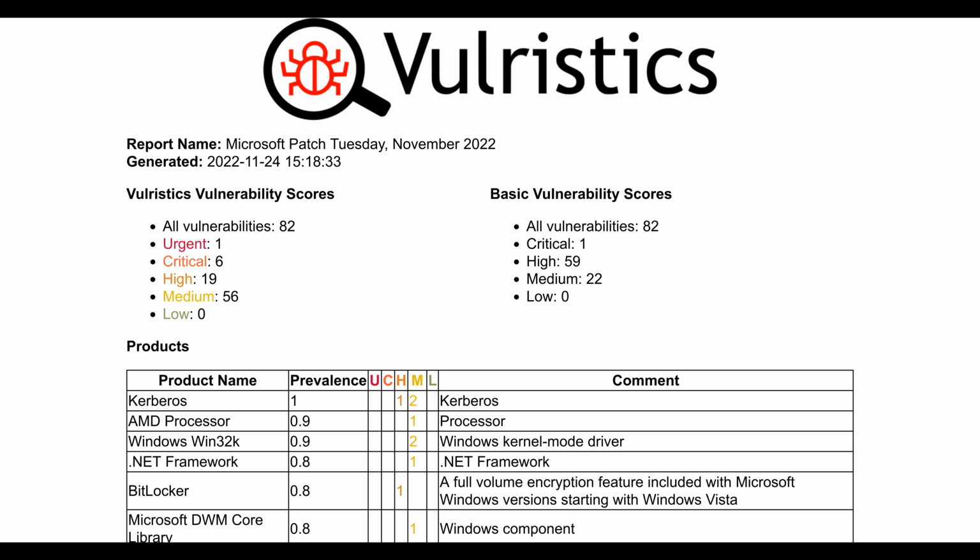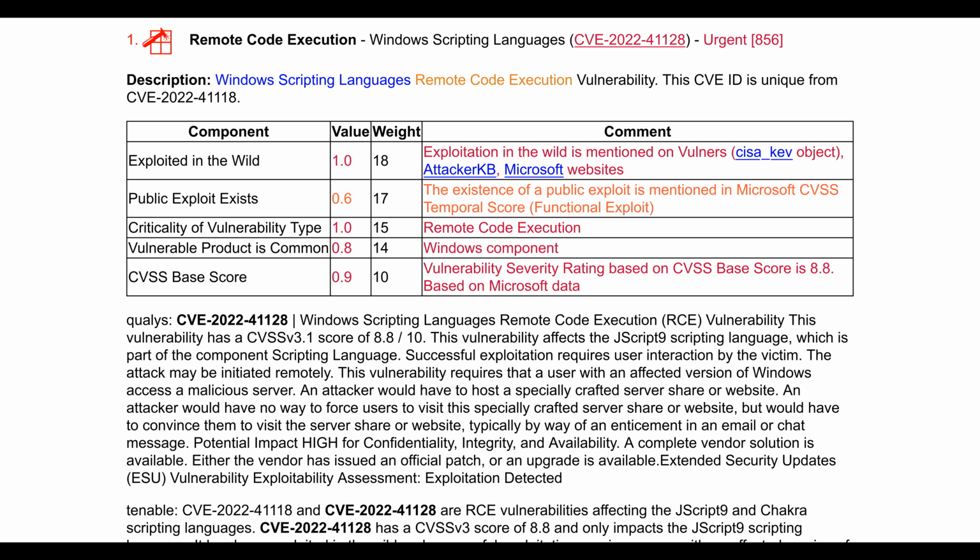But besides ProxyNotShell, this November Patch Tuesday had a lot of interesting vulnerabilities. Let's take a look. All vulnerabilities: 82, urgent 1, critical 6, high 19, medium 56, low 0. Let's start with vulnerabilities for which there is an exploit or signs of exploitation in the wild.